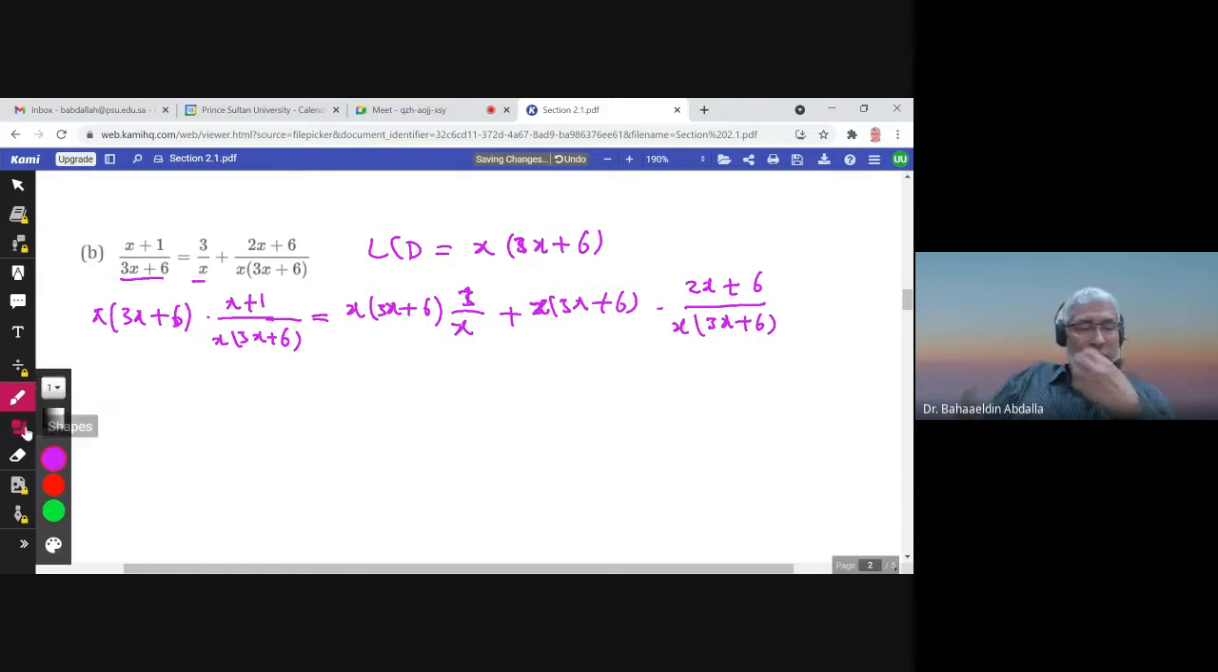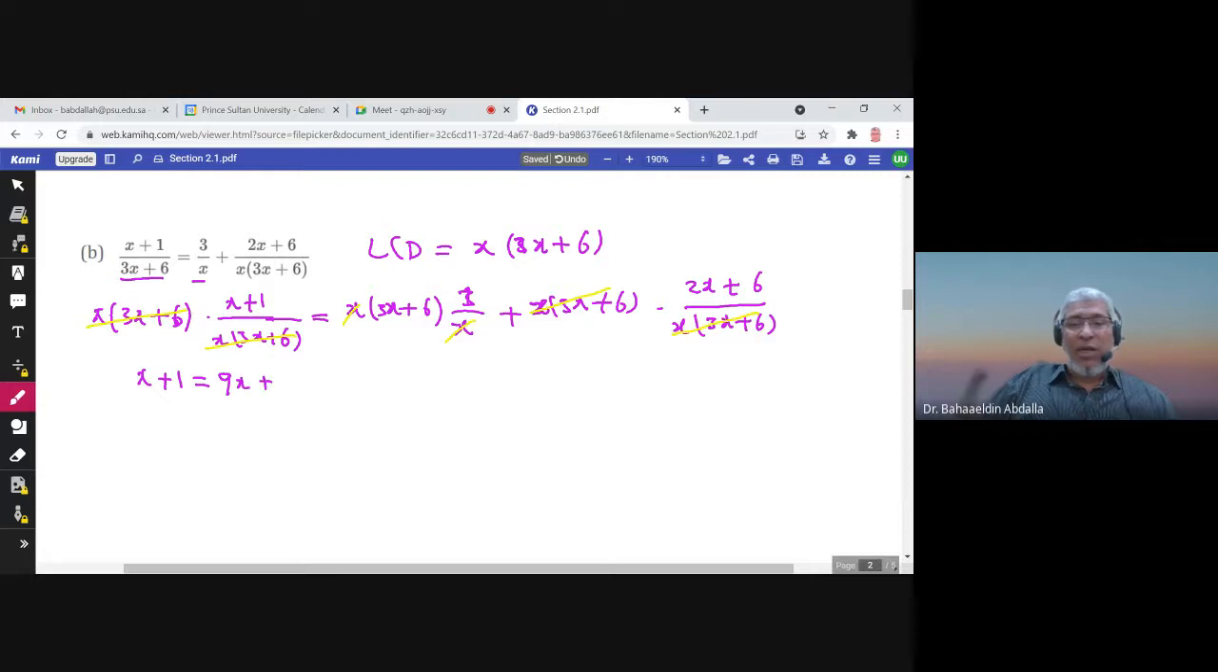And now, do we have cancellations? Well, here x cancels with x. Here 3x plus 6 and x cancel all of them. And here all of them cancel. So we have the following. Here we have x plus 1. Here we have 3 times 3x plus 6. 3 times 3x is 9x, 3 times 6 is 18. And here I have 2x plus 6.